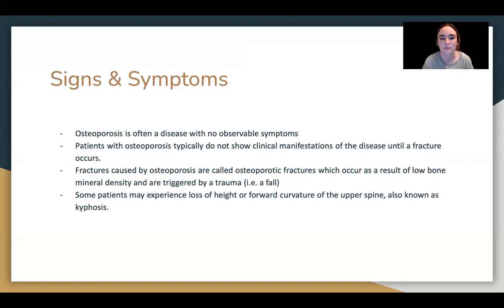Fractures caused by osteoporosis are called osteoporotic fractures, which occur as a result of low bone mineral density and are triggered by a trauma or a fall. Some patients may experience loss of height or a forward curvature of the upper spine, also known as kyphosis, which is that forward posture.